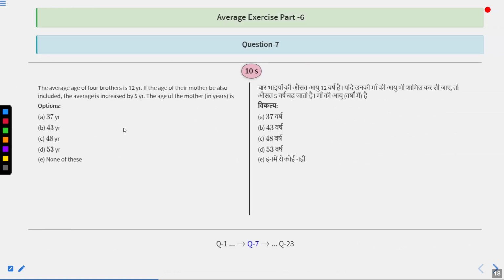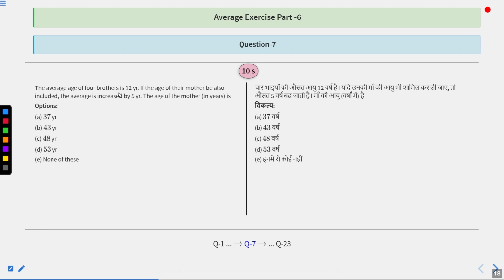Next one. The average age of 4 brothers is 12 years. If the age of their mother is also included, the average age increases by 5 years. The age of the mother in years is, you have 5 options and 10 seconds to analyze the question. Your time starts now.